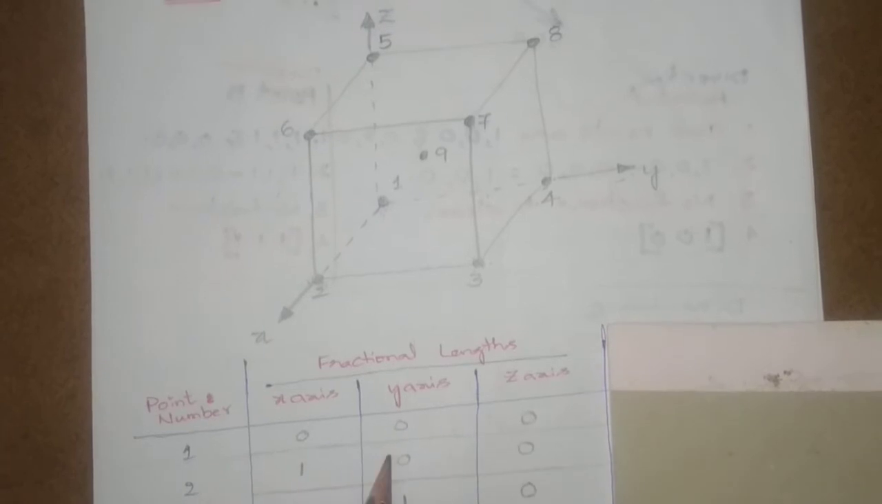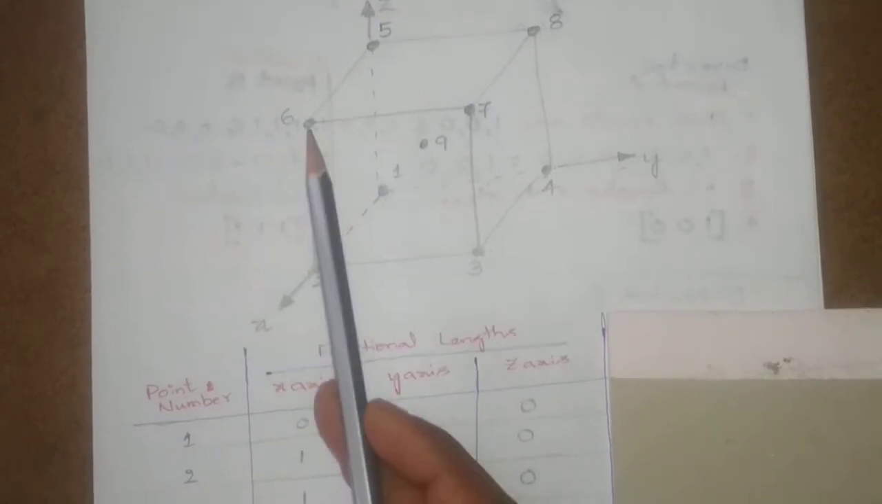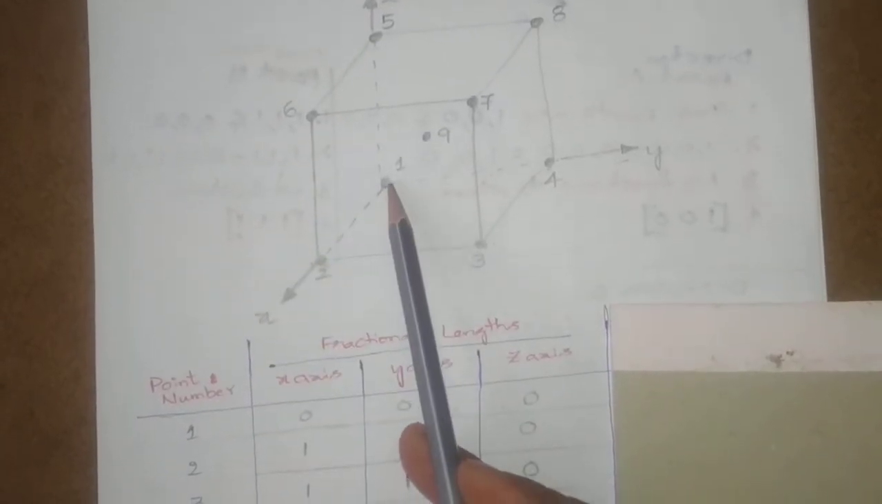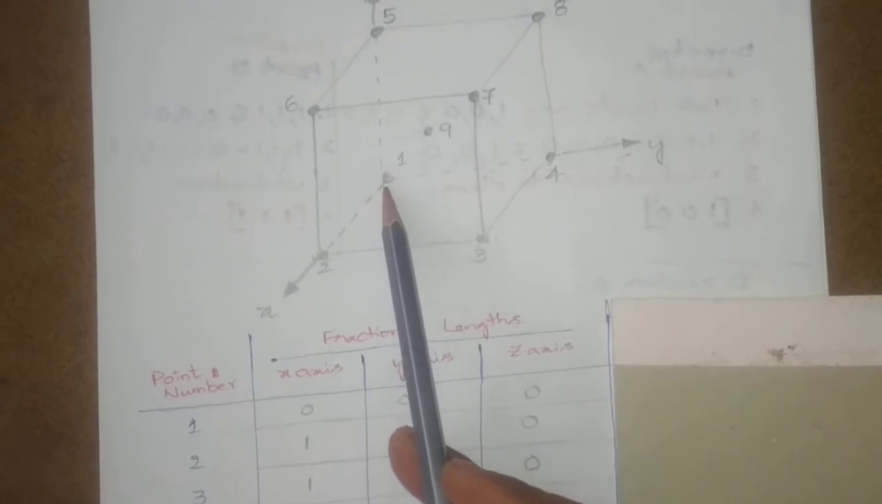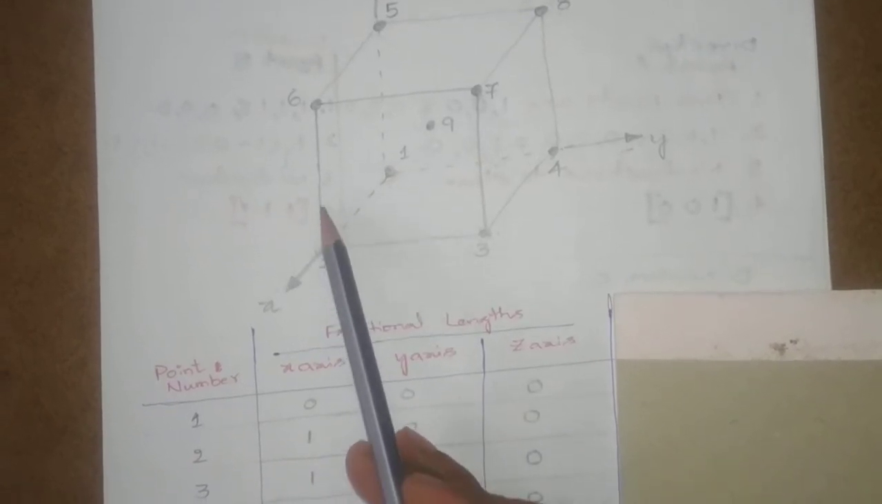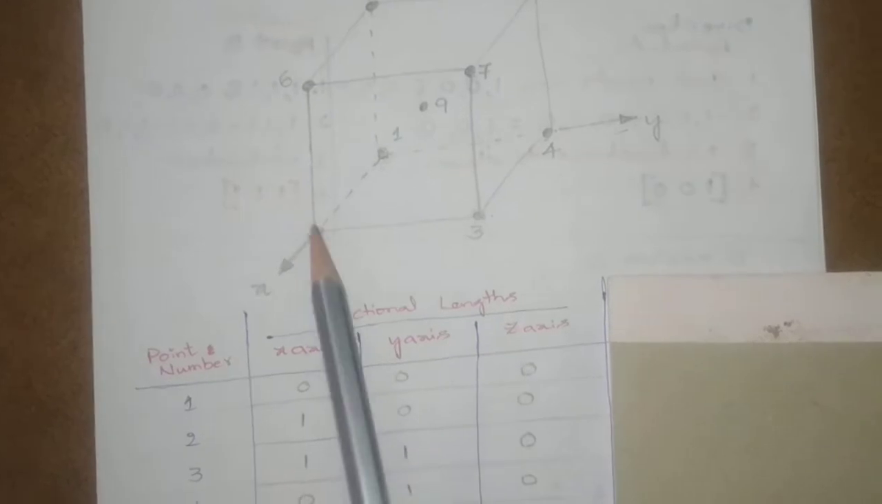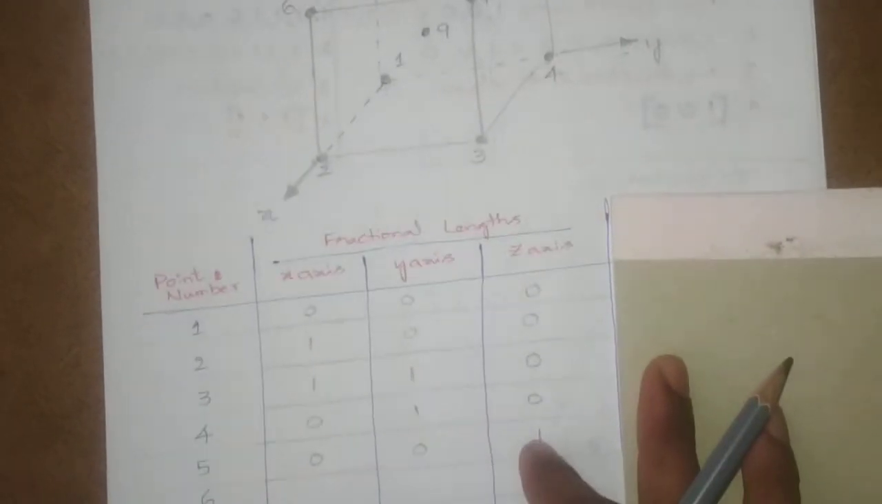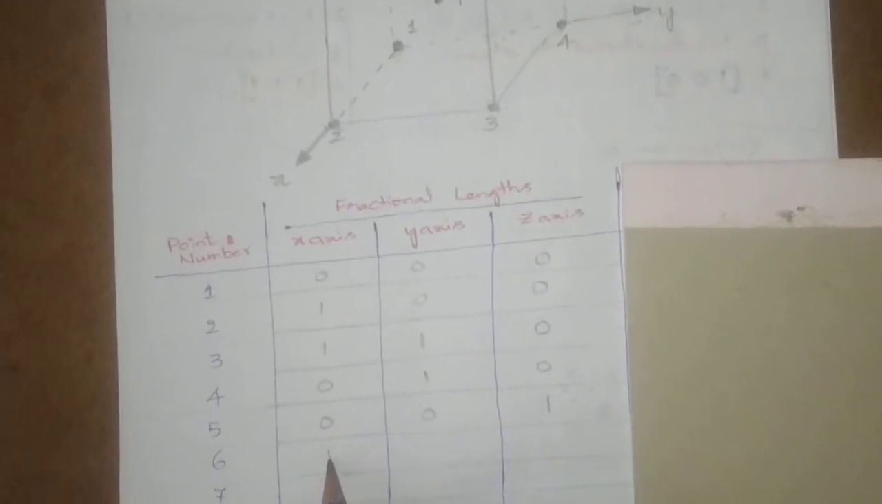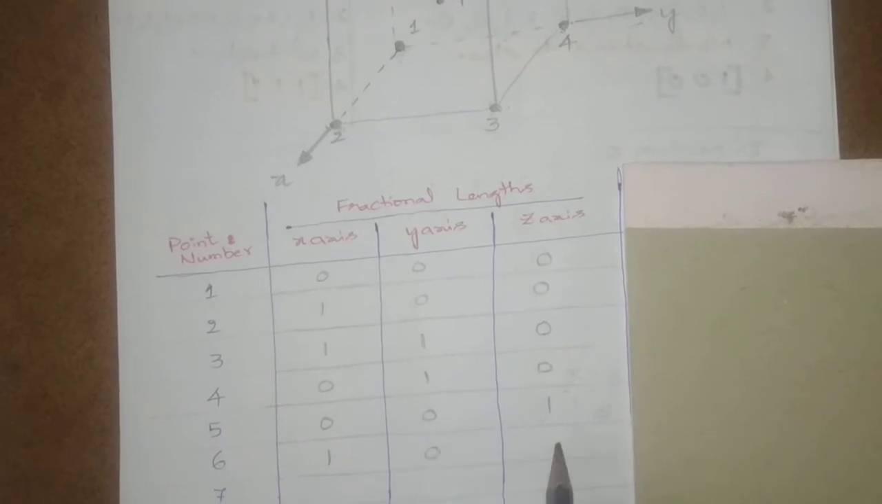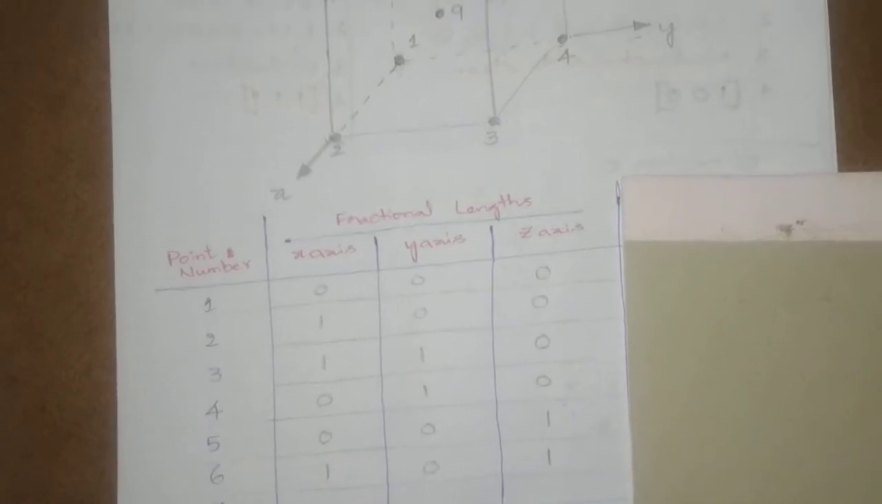Now coming to the remaining points, point 6. For point 6, from origin, move 1 unit in the x direction and 1 unit in the z direction. So y coordinate will be 0. So x coordinate is 1, y coordinate is 0, z coordinate is 1.